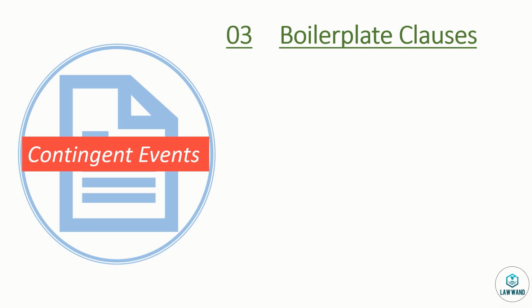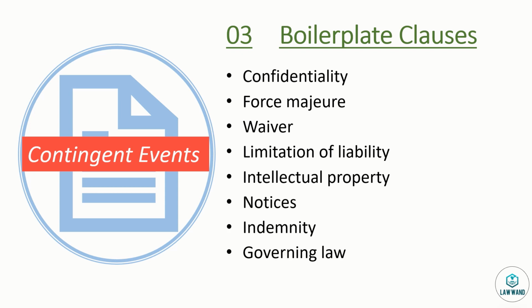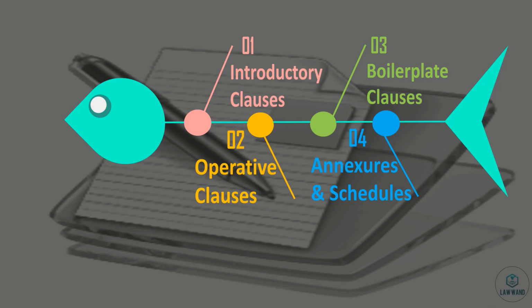So, some of the boilerplate clauses are confidentiality clause, force majeure clause, which I mentioned earlier, waiver clause, limitation of liability, intellectual property related clauses like copyright, patents and all, then notices, indemnity, governing law and dispute resolution. Now let's see the last part of the contract drafting, which is annexures and schedules.